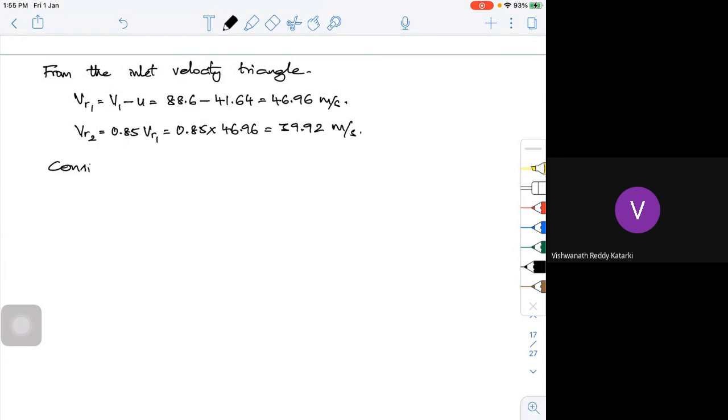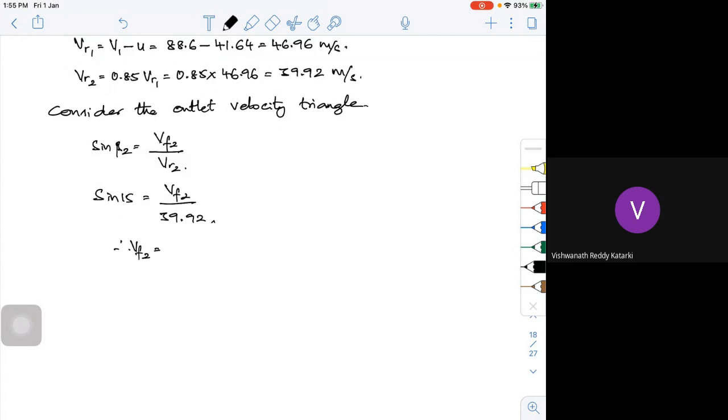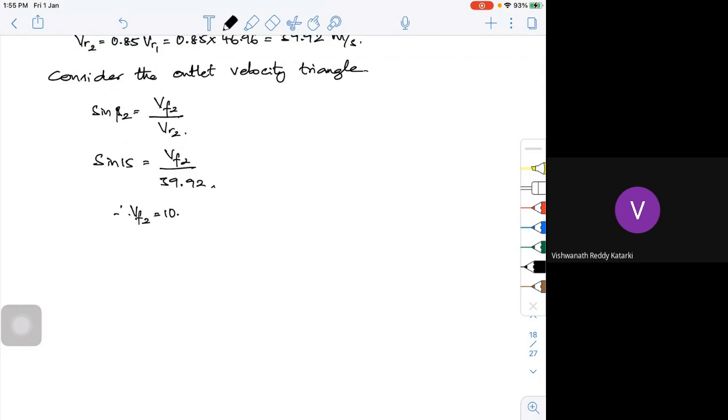Now consider the exit velocity triangle, the outlet velocity triangle. Sin beta 2 is equal to Vf2 divided by Vr2. Vf2 you are supposed to find. Beta 2 is 15, so sin 15 is equal to Vf2 divided by Vr2, which we just found as 39.92. Therefore my Vf2 is equal to 39.92 into sin 15. If I multiply, I am getting 10.33 meters per second.